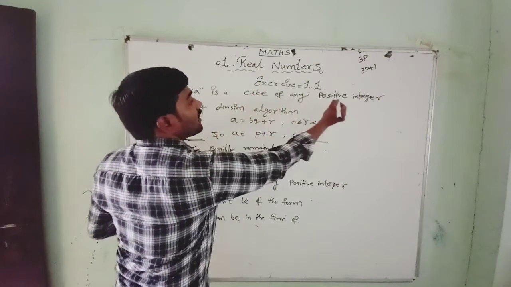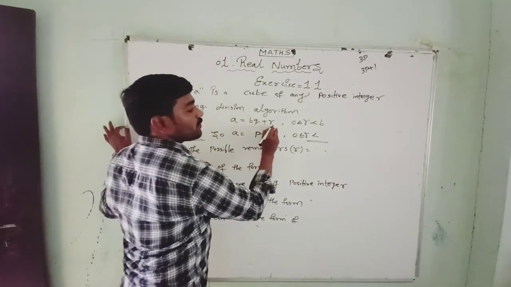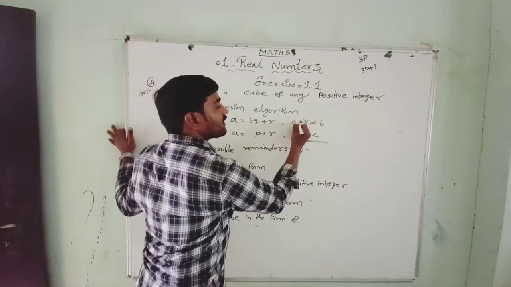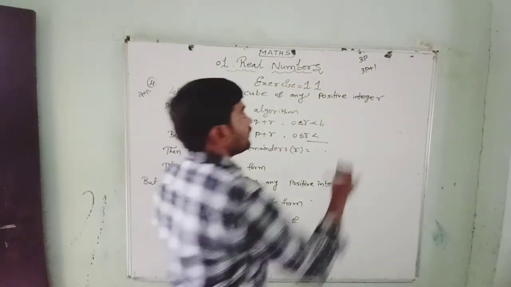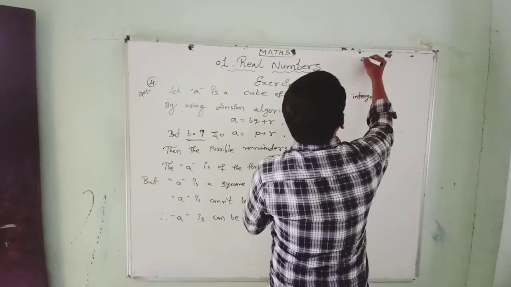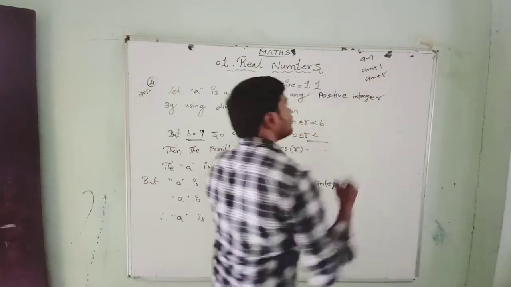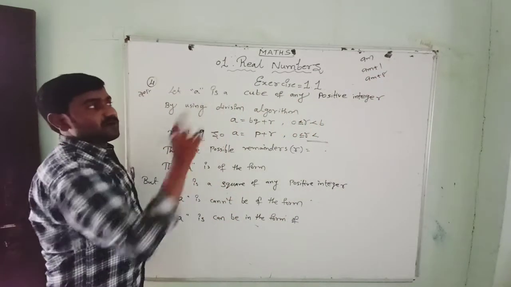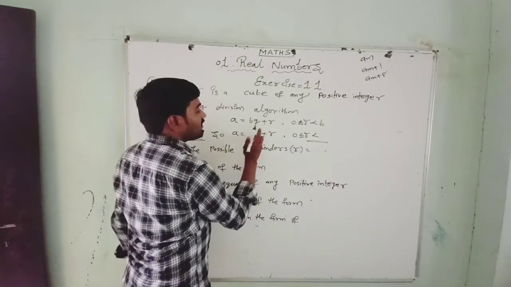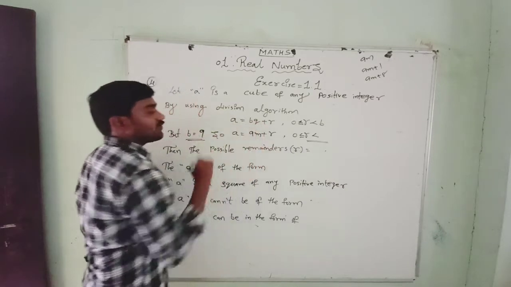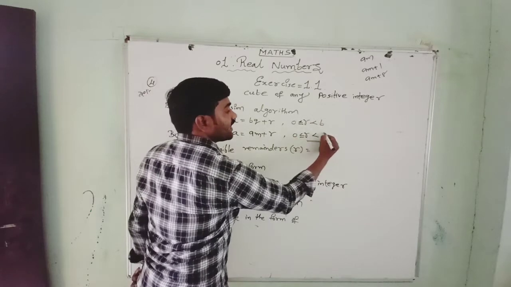The cube of any positive integer, by using the division algorithm, A equals B cube plus R, where R is greater than or equal to 0 and less than B. We know that B equals 9, because we have to show that the cube is in the form of 9m or 9m plus 1 or 9m plus 8. In the place of cube we put m. So 9m plus r, where b is 9.